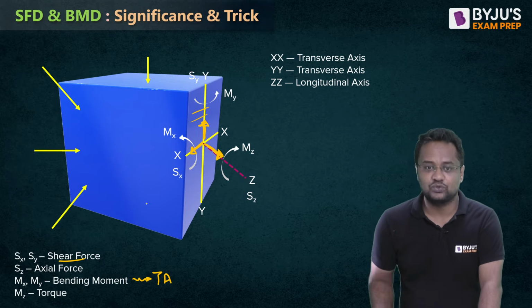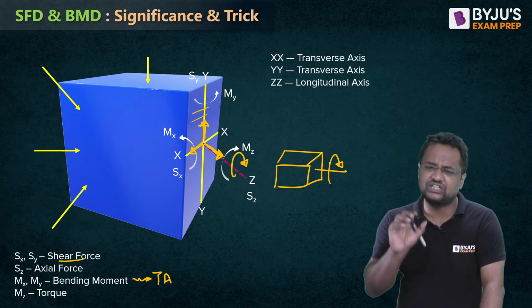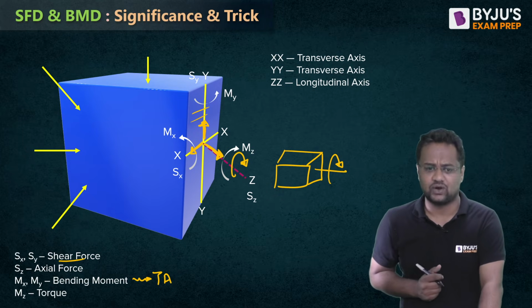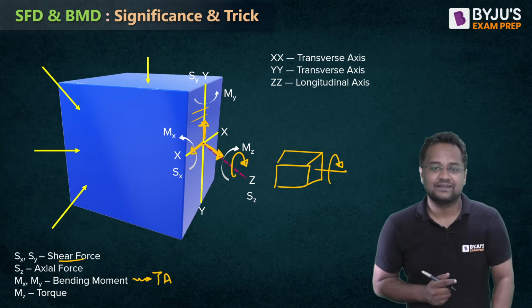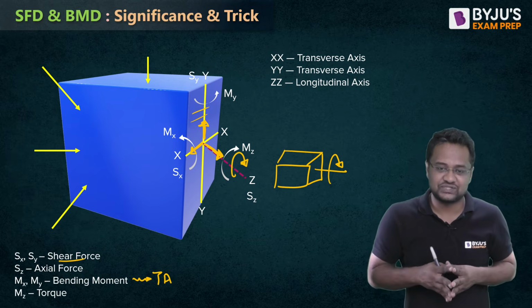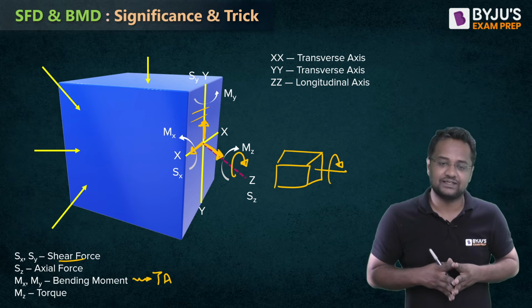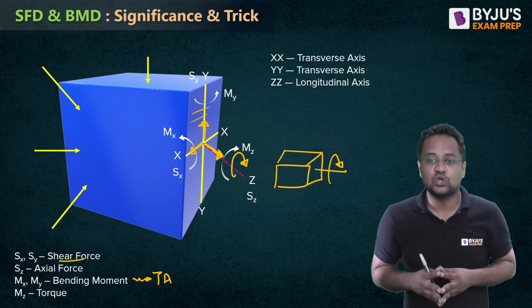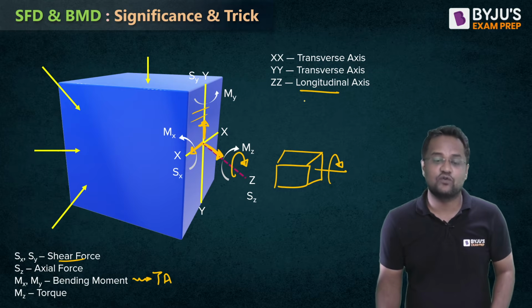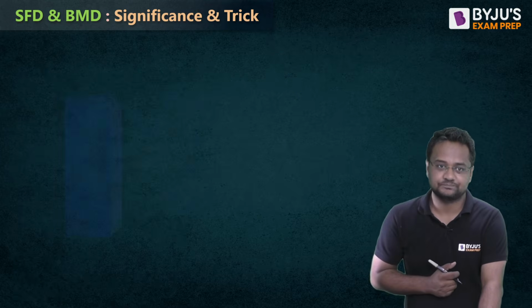And Mz, you can clearly see here, moment about the z-axis, will be acting like a torque. It will be producing a twist in the body. So, the forces in the transverse direction are the shear forces. Moments along the transverse axis are the bending moment. And the force along the longitudinal axis is the axial force. And the moment about the longitudinal axis is torque.